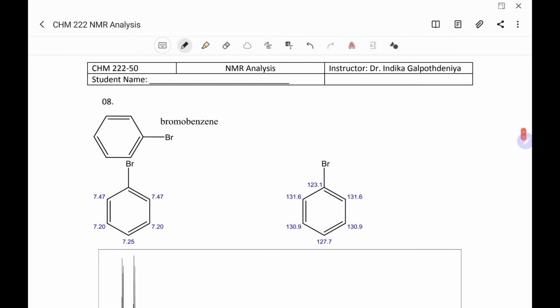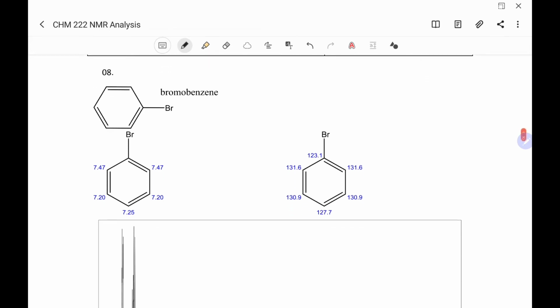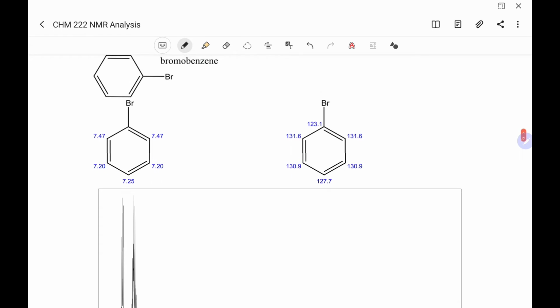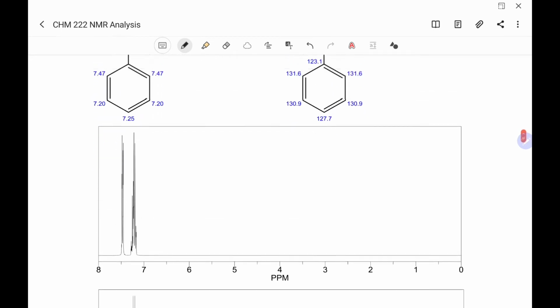And here is a benzene example. When you have a benzene, the peaks for benzene hydrogens are typically present around 7 ppm, 7 to 8, you can say. And this is the example for one of that.